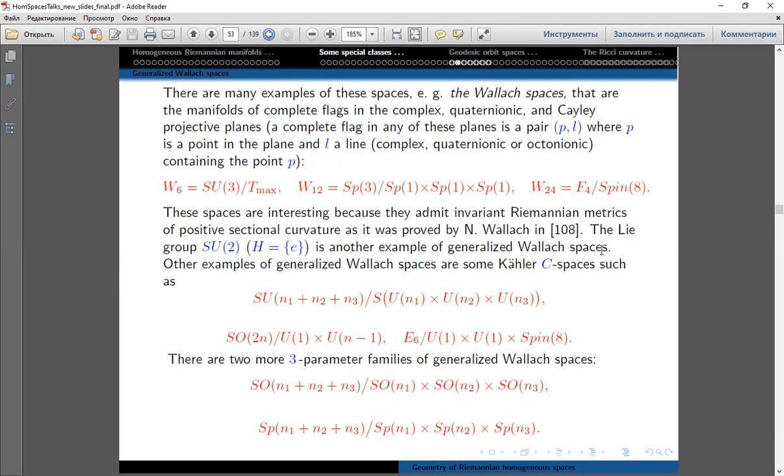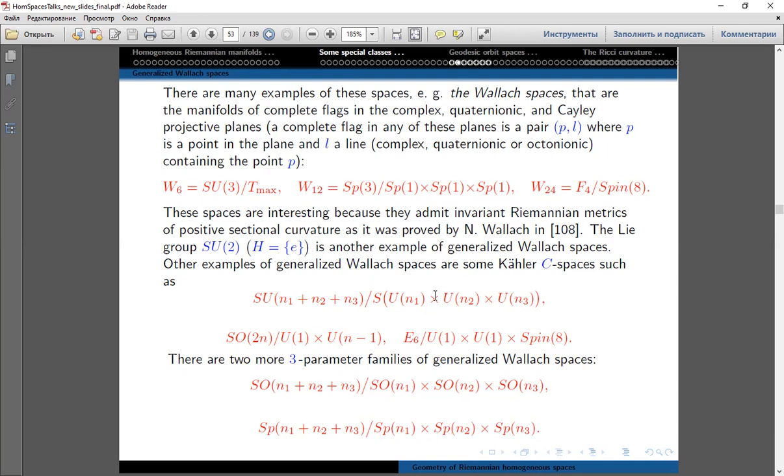spaces is natural, I think. Generalized Wallach spaces. Now, another example of such a manifold is the simple group SU(2). In this case, we have a trivial isotropy subgroup. And another example of generalized Wallach spaces are Kähler C-spaces of this form. And there is a more general three-parameter family of generalized Wallach spaces of this kind: SO(n1+n2+n3) mod SO(n1) times SO(n2) times SO(n3), and the same for symplectic groups. Those are natural examples with this property.